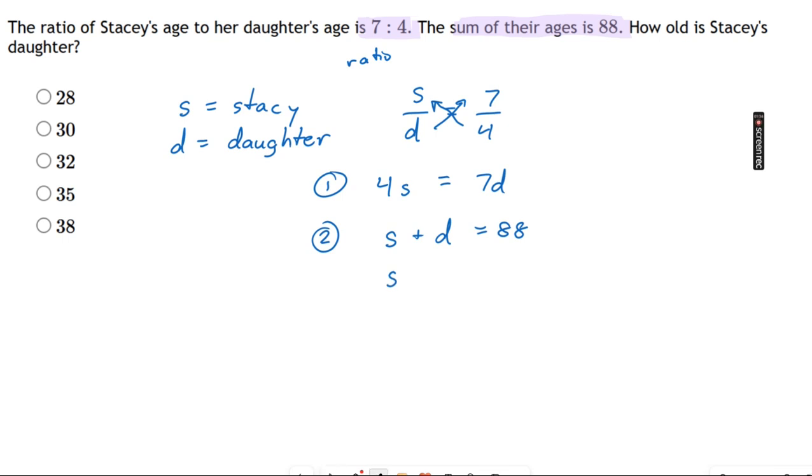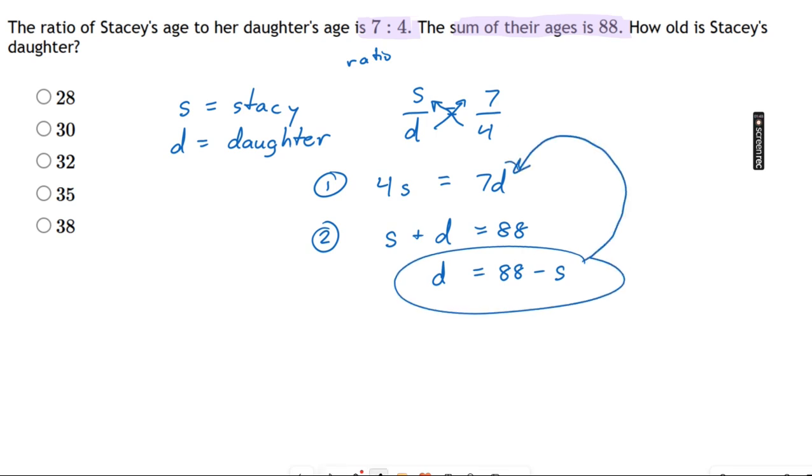I'm going to say, let's see, we're solving for Stacy, so I'm going to say D equals 88 minus S. And then I'm going to take this thing right here and stick it right in there, in that equation. I'm going to replace D in the first one with this 88 minus S business. And I'll write the result down here. 4S equals 7 times (88 minus S).